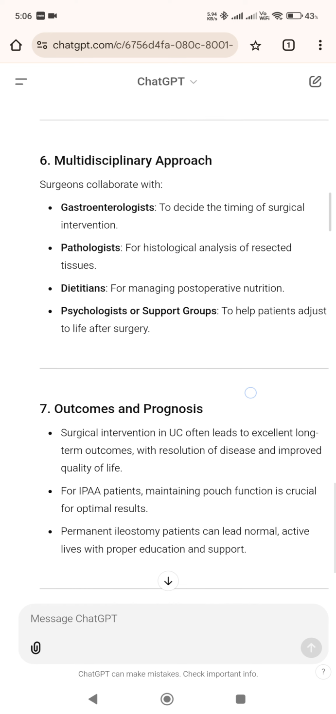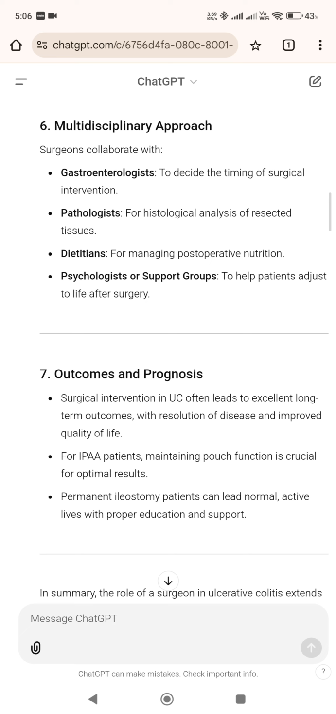6. Multidisciplinary approach. Surgeons collaborate with gastroenterologists to decide the timing of surgical intervention, pathologists for histological analysis of resected tissues, dietitians for managing postoperative nutrition, psychologists or support groups to help patients adjust to life after surgery.